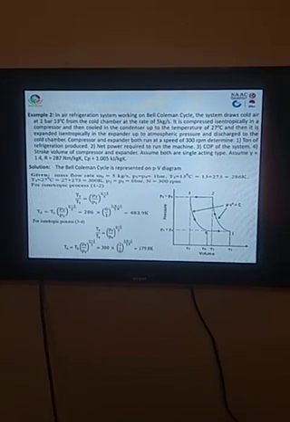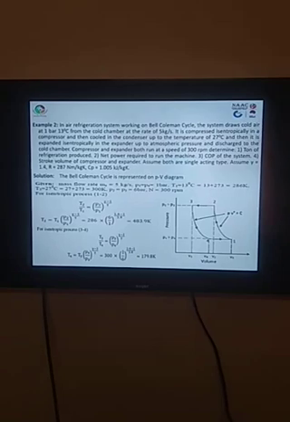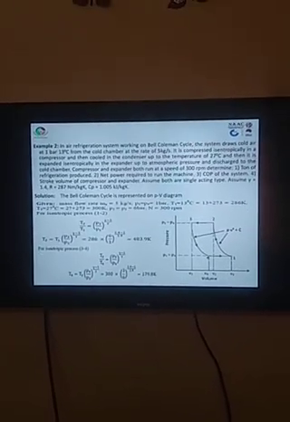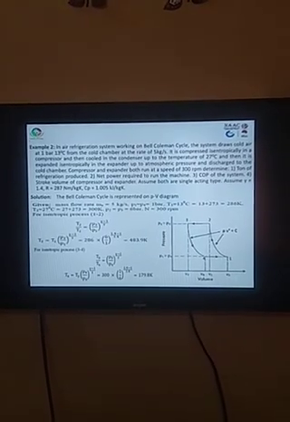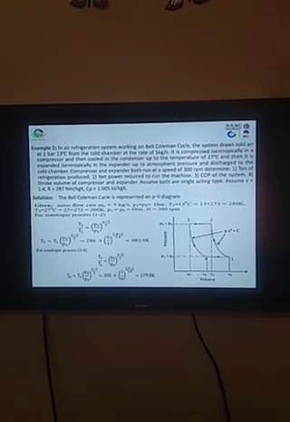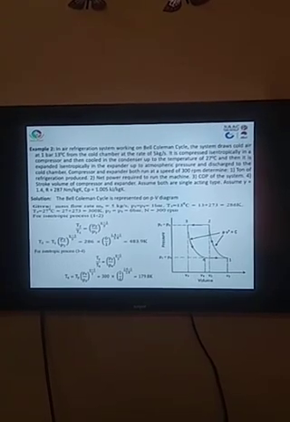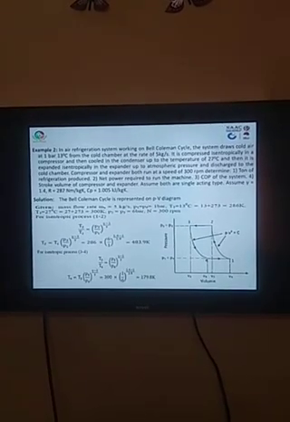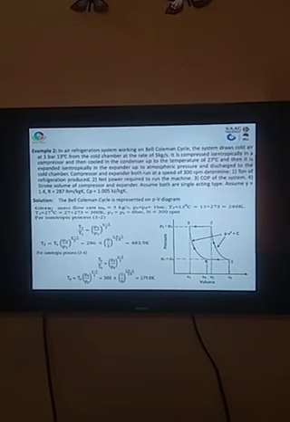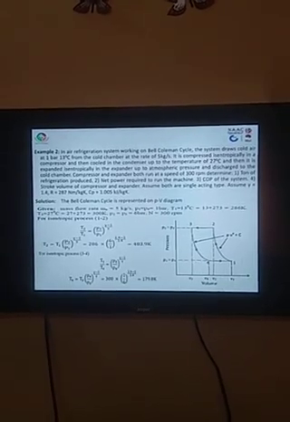It is compressed isentropically in a compressor and then cooled in a condenser up to the temperature of 27 degrees centigrade, and then it is expanded isentropically in the expander up to the atmospheric pressure and discharged to the cold chamber. The compressor and expander both run at the speed of 300 rpm. Then determine first the ton of refrigeration produced, second the net power required to run the machine, third the coefficient of performance of the system, the fourth stroke volume of compressor and expander.